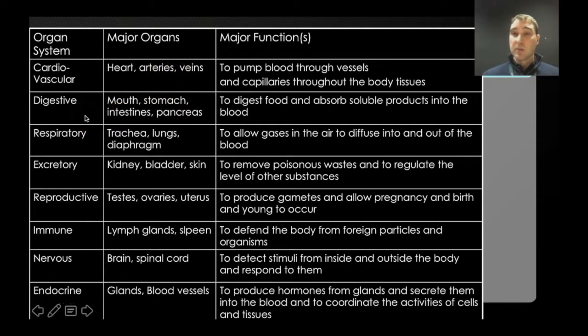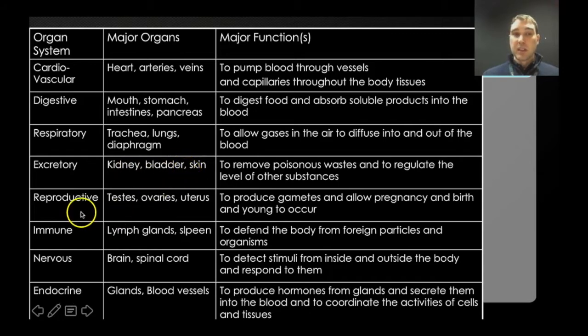Digestive system's job is to break down food into small components, and then absorb those components of food into the body. It's made up of the mouth, the stomach, the intestines, the pancreas, and also the liver. The respiratory system is made up of the trachea, lungs, and the diaphragm. Its job is to allow for gas exchange, so oxygen to get into your body and carbon dioxide to get out. The excretory system, its job is to get rid of waste products from your body. The main organ there is the kidney, but also we have the bladder, skin, and other parts of the body as well.